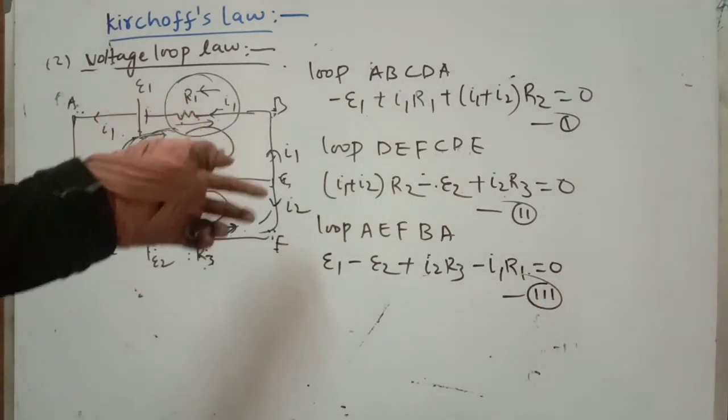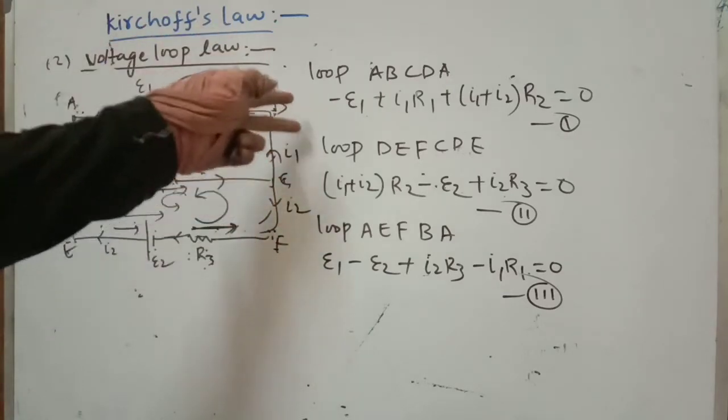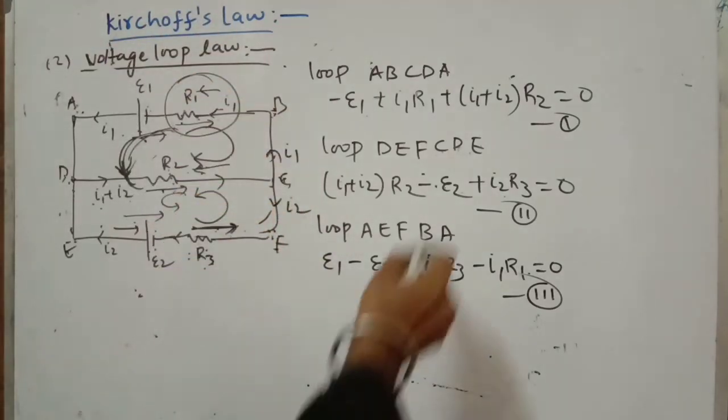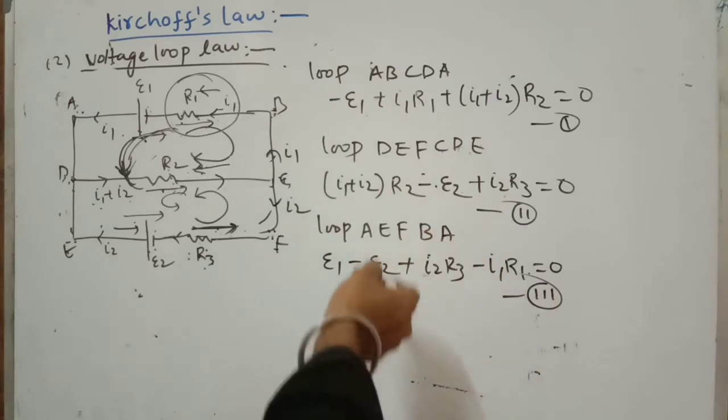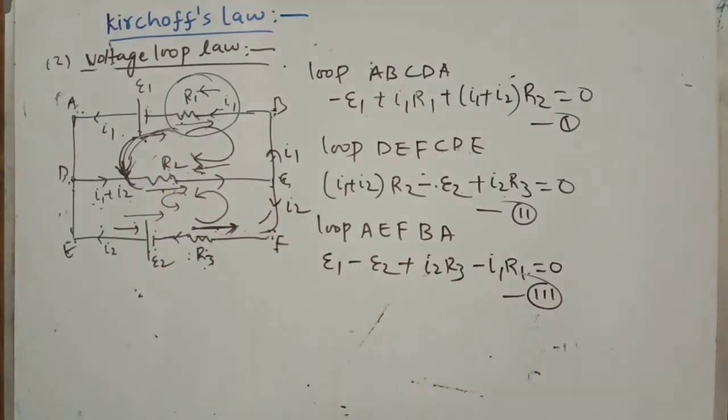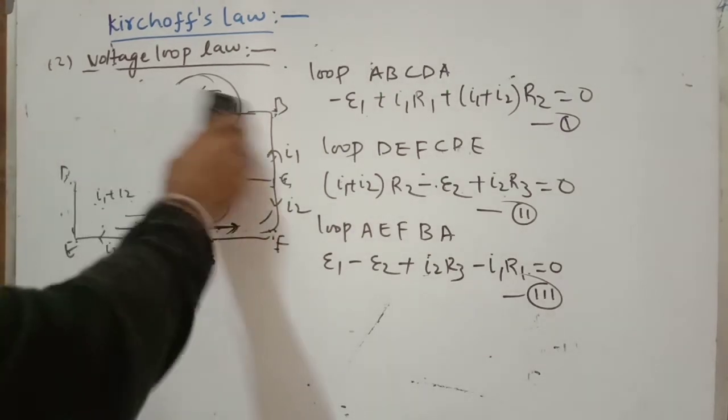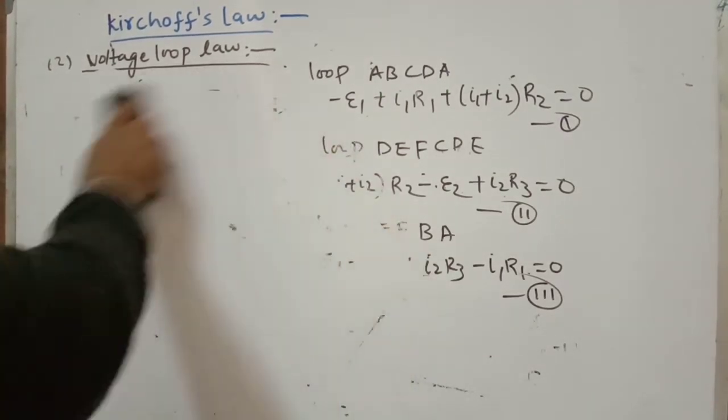You can solve the first two like linear equations, and simultaneously you can get I1 and I2. So now that's the voltage loop law. Now I am taking one example where we can find the electric current in each branch in the given circuit. So let me start.